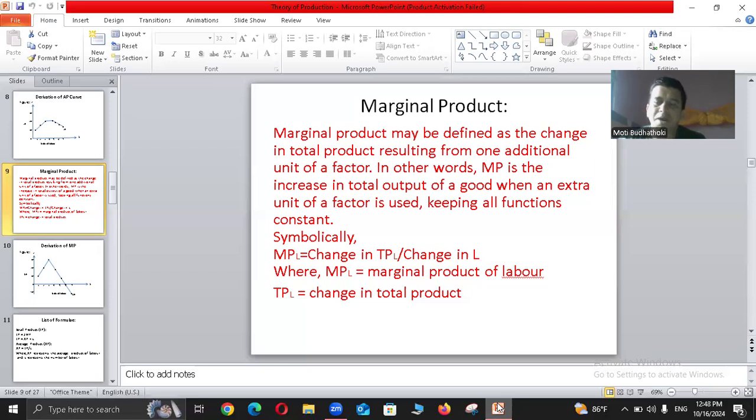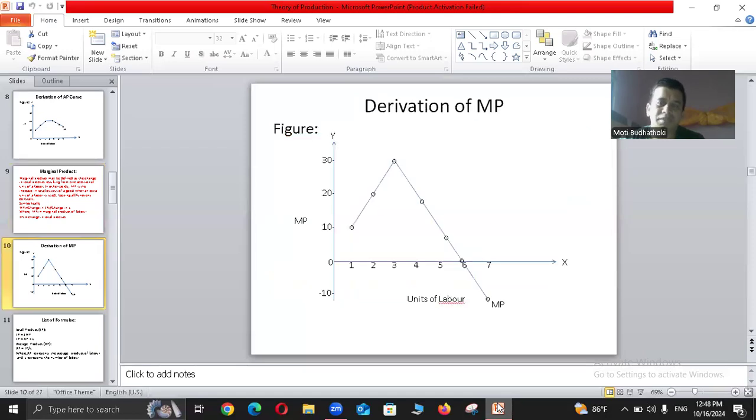And the shape of the marginal product curve is like this. Derivation of MP. In the beginning, marginal product grows very fast, and at a certain point it becomes maximum, and after reaching the maximum point it again starts to decline, and it goes down up to negative. So this is the nature of the marginal product curve.